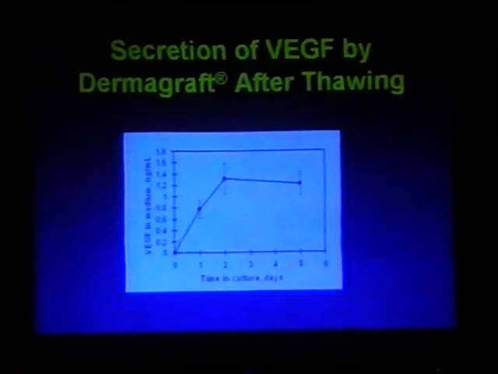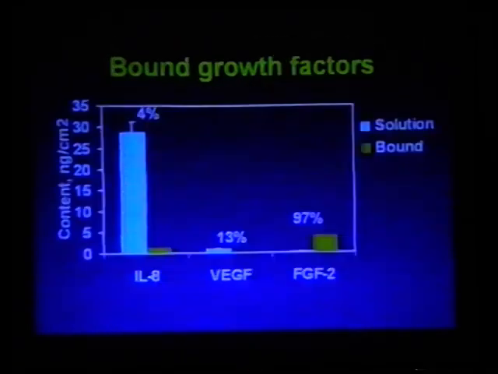So we start with angiogenesis. We've looked at angiogenesis right through from bench to bedside, as it were. So looking at the production of VEGF, we're getting something of the order of a nanogram of VEGF produced by dermograft per million cells per day. It's on the order of a nanogram per million cells per day. And that's a number to bear in mind, because I'll contrast that with some of the other things we found.